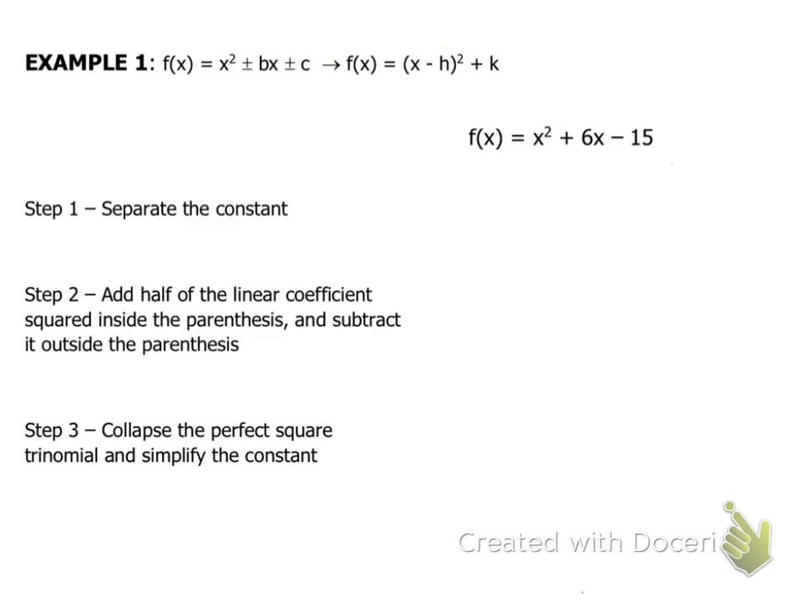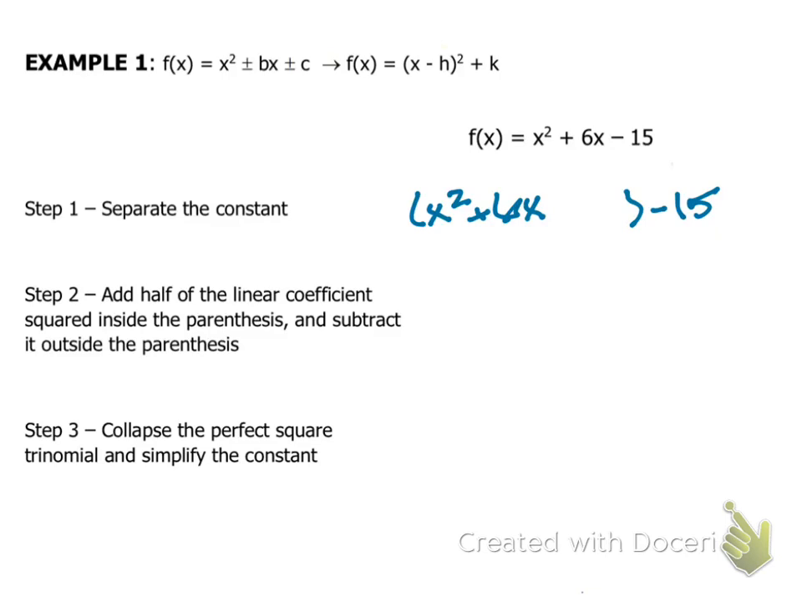The first thing that we do is separate the constant. So I'm going to rewrite this as x squared plus 6x. I'm going to leave a space, close my parentheses, and put my minus 15 there.